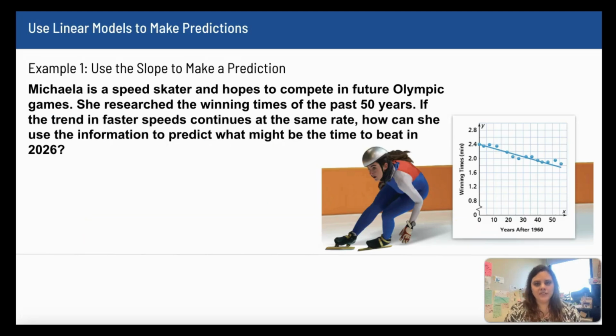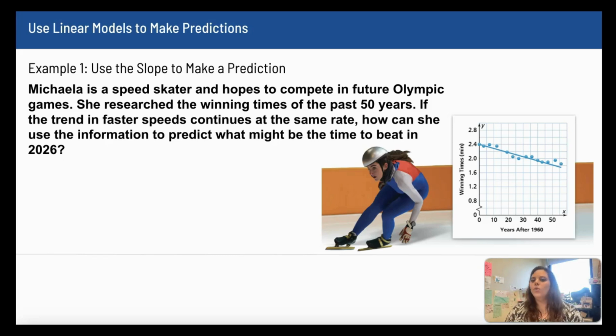We don't have any new vocabulary for this lesson, so we'll get right into the first example, which is using the slope to make a prediction. Michaela is a speed skater and hopes to compete in future Olympic Games. She researched the winning times of the past 50 years, and we can see in the scatter plot those times represented. If the trend in faster speed continues at the same rate, so rate, slope, how can she use the information to predict what might be the time to beat in 2026?